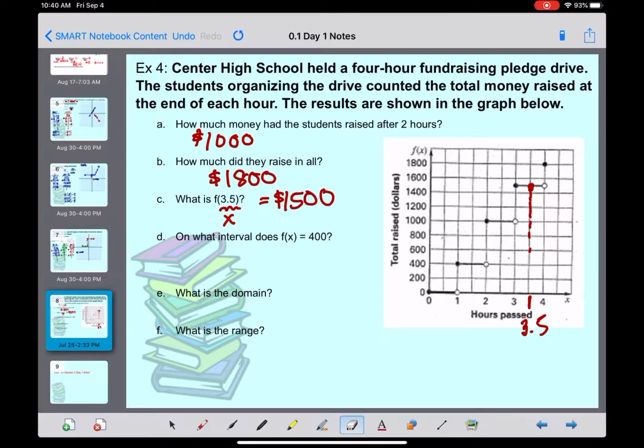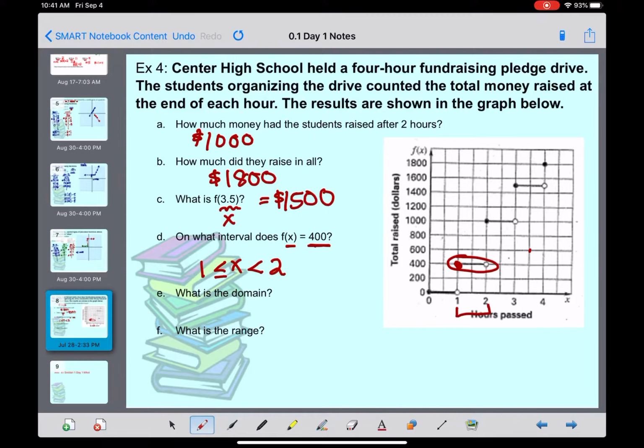Okay, so on what interval does f of x equal 400? So now it's asking for something else. I don't know what x is, and I'm given what y is. Okay, so it's asking what interval is f of x 400. So here is where f of x is 400. So I need to know my x values where that is true. So between those two x values. Okay, so x's are going to be greater than or equal to 1 because I've got a closed circle. So greater than or equal to 1 and less than 2. So between 1 and 2.